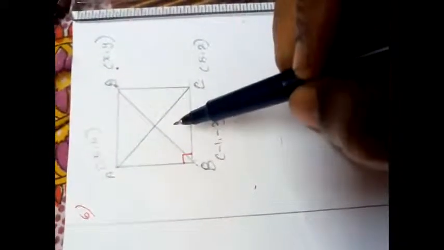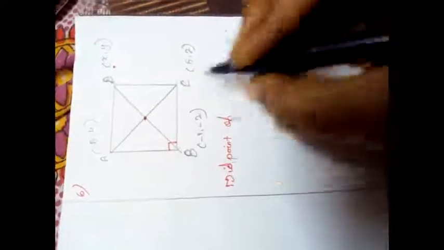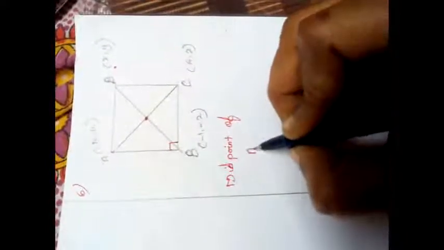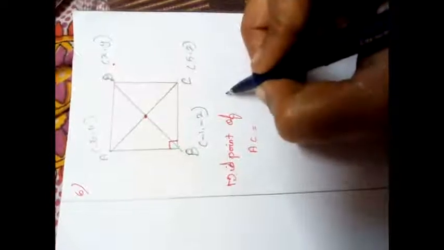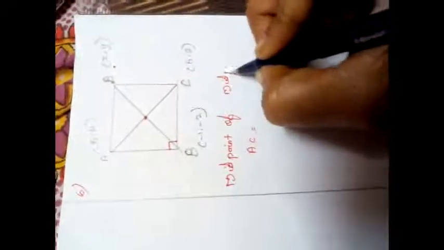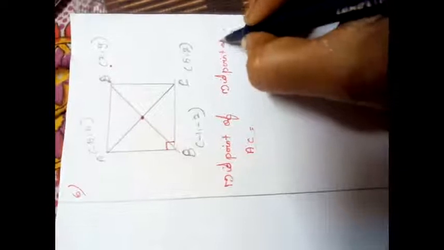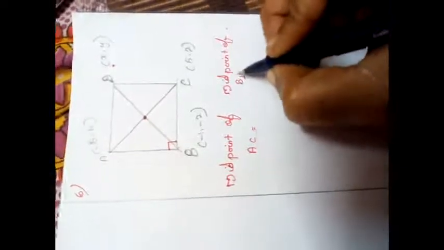Now for the square, in a square the diagonals are equal and bisect each other. It means the midpoint of AC is equal to the midpoint of BD. It means the midpoint of AC is equal to the midpoint of BD.